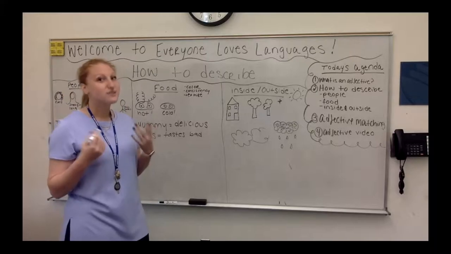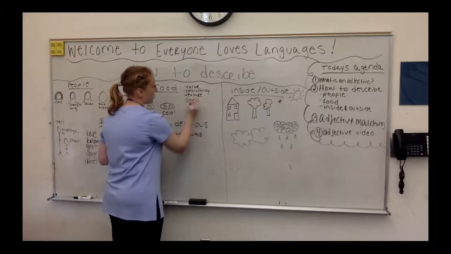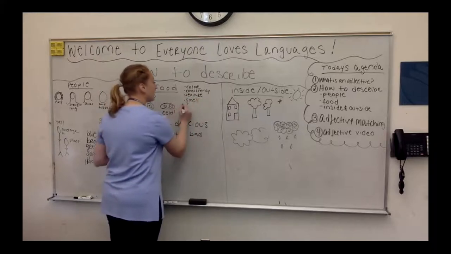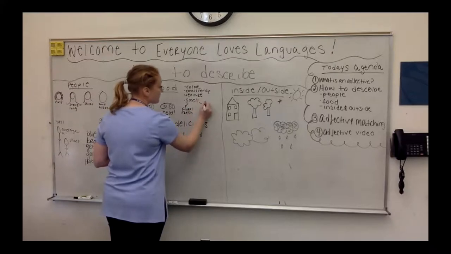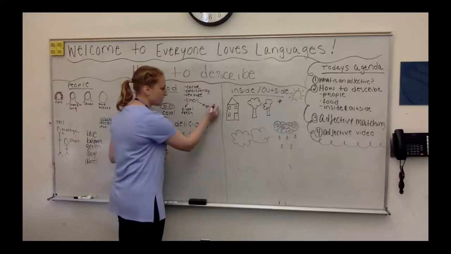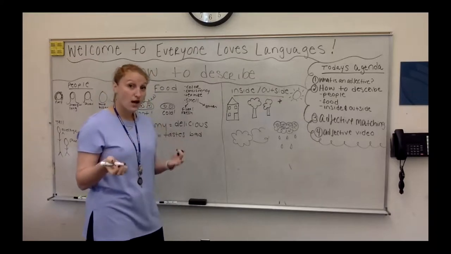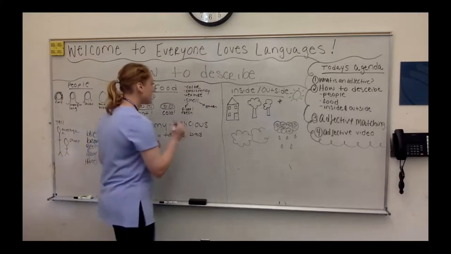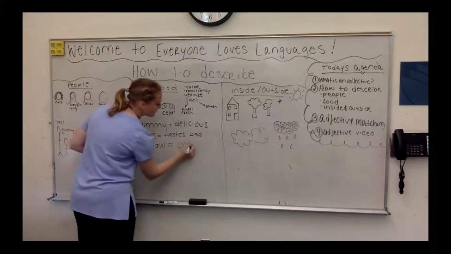You can also describe it by the smell. And that would either be like something smells floral, like flowers, or it smells fresh, or it smells rotten. You can also describe something by how it's cooked, if it's cooked enough or if it's not cooked enough. So you could say that something is raw or undercooked.